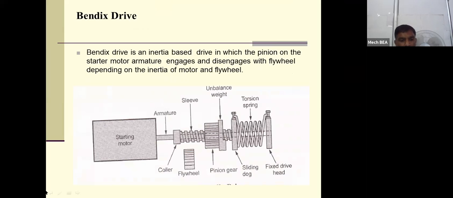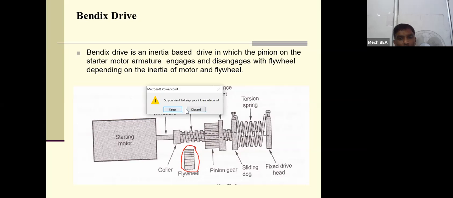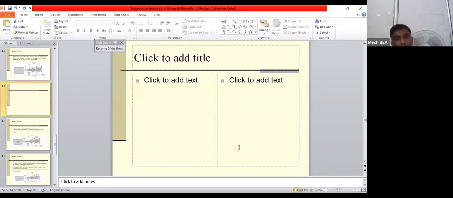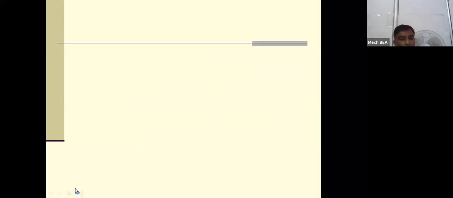You can see the various components first. This is the flywheel, and we need to rotate it to provide the cranking effect to the engine. I will draw one figure. This one is the flywheel.